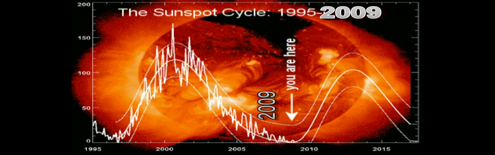March 10, 2006. It's official. Solar minimum has arrived. Sunspots have all but vanished. Solar flares are non-existent. The sun is utterly quiet. Like the quiet before a storm.